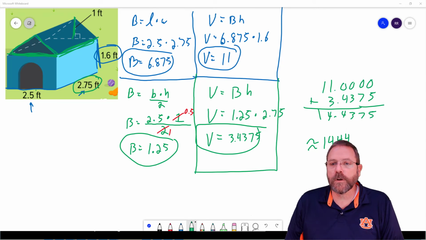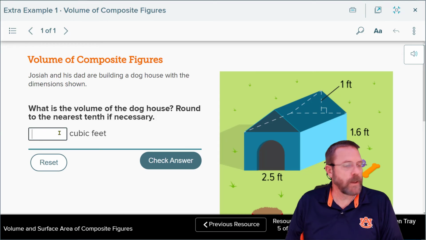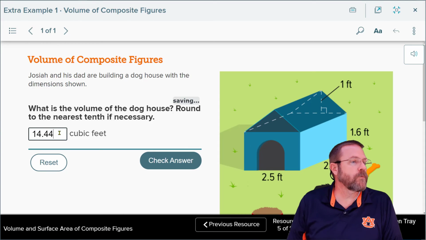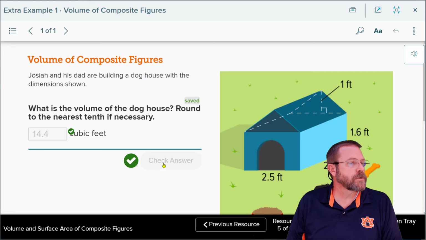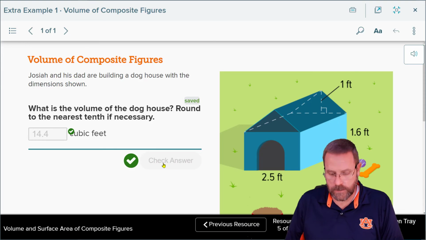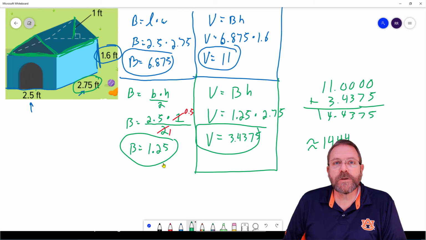Jump back over to our textbook, which is right here. Test our answer, 14.44. Oh, no, it said nearest tenth, so that's just going to be 14.4. Check it, and our answer checks. All of this, that's the good supporting work that I'm going to be looking for on your homework for you to get credit for it.